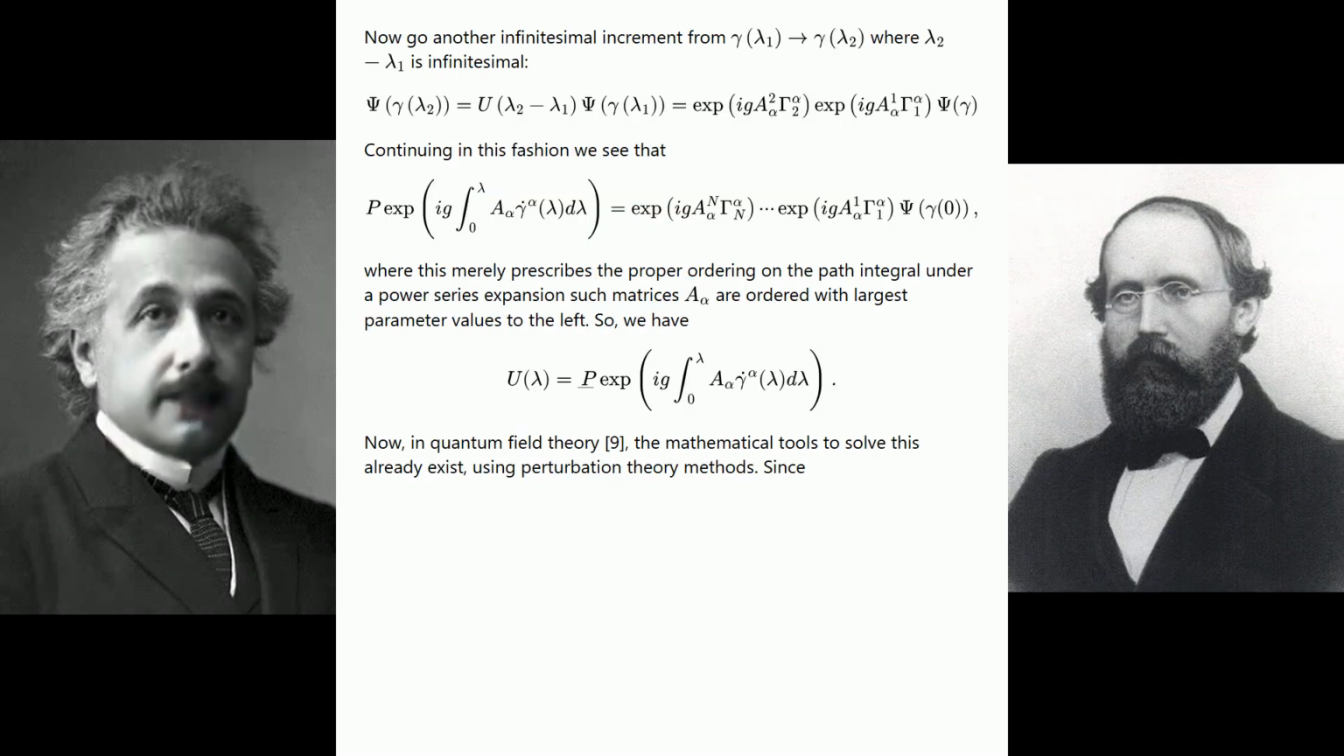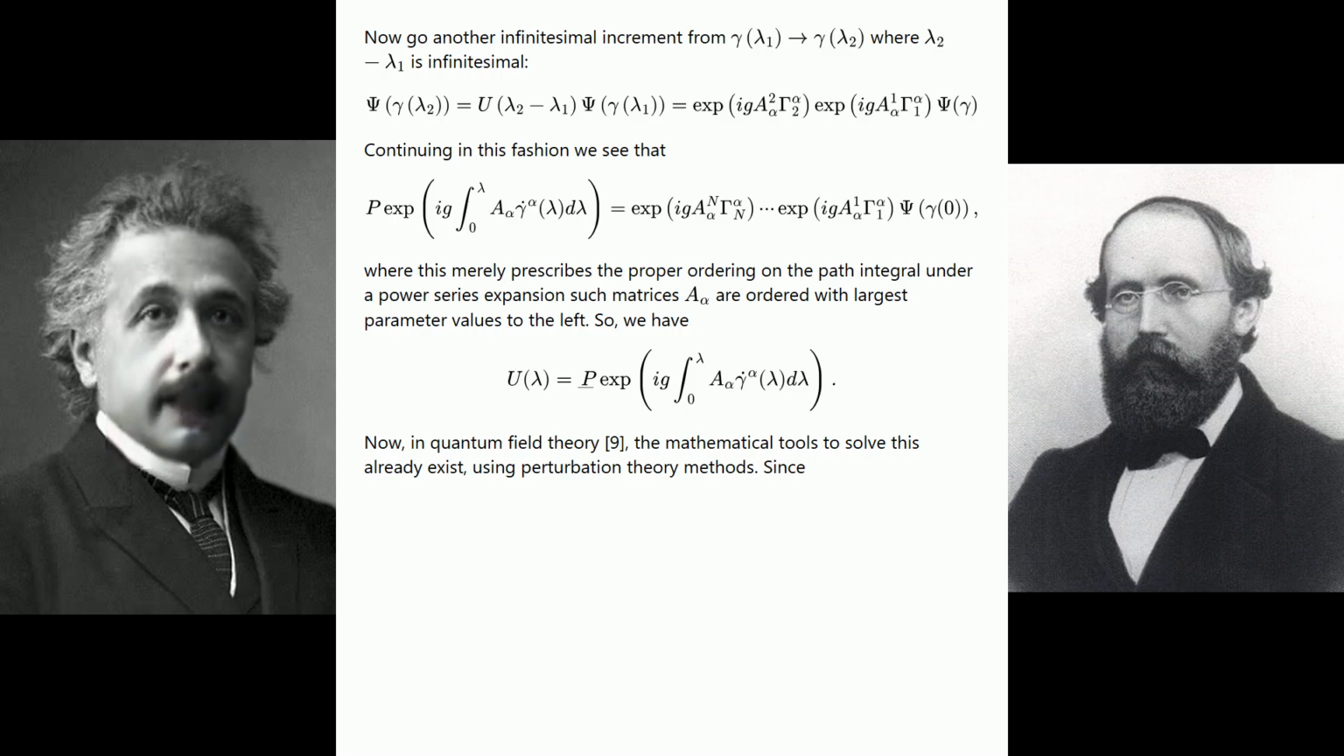So see the next equation. Now go another infinitesimal increment from gamma of lambda sub 1 goes to gamma of lambda sub 2, where lambda sub 2 minus lambda sub 1 is infinitesimal. See the equation shown. Continuing in this fashion we see that, see the equations shown, where this merely prescribes the proper ordering on the path integral. Under a series expansion such matrices A sub alpha are ordered with largest parameter values to the left. So we have, see the next equation.